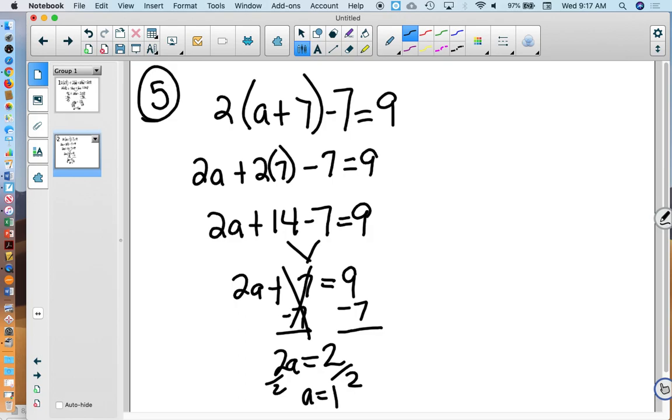We'll talk in a minute. But it can't check with that being 4.5. Because 4.5 plus 7 is 11 and a half times 2 is 23. And 23 minus 7 is not 9. It'll never be 9. So it doesn't check like that. Okay? Everybody understand how to use the distributive property?